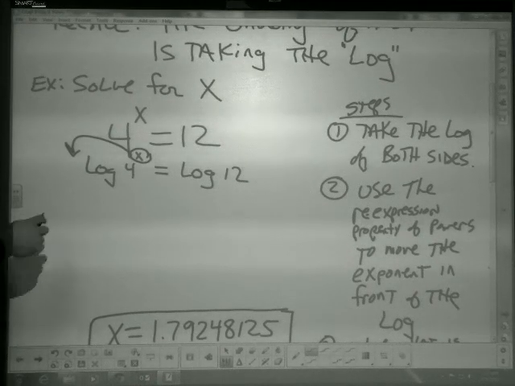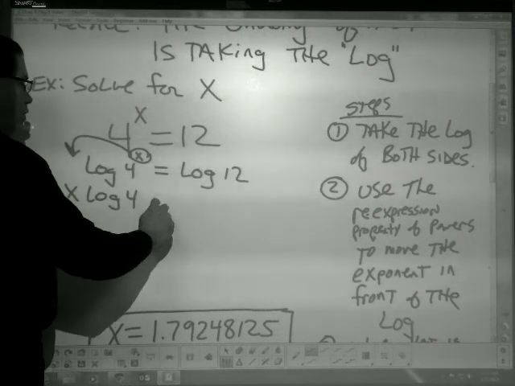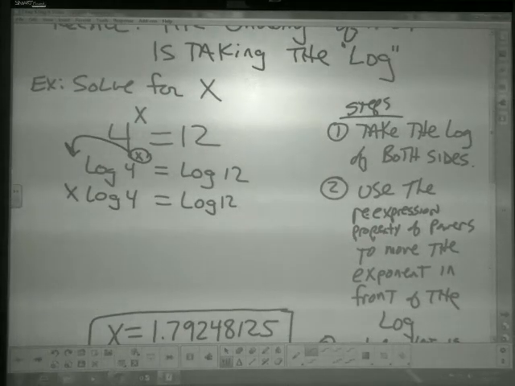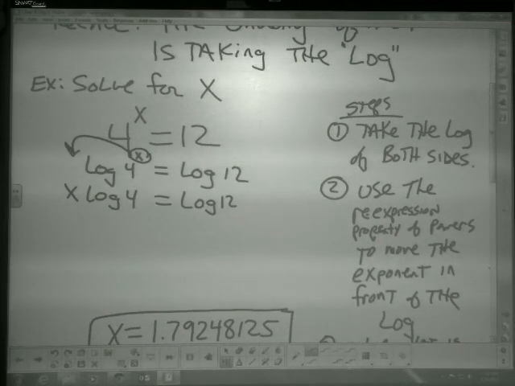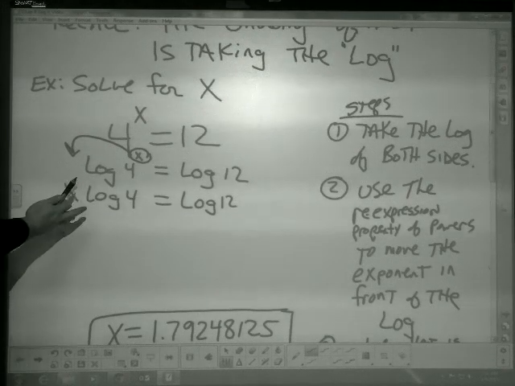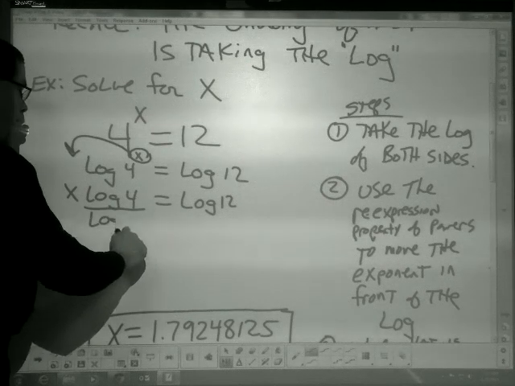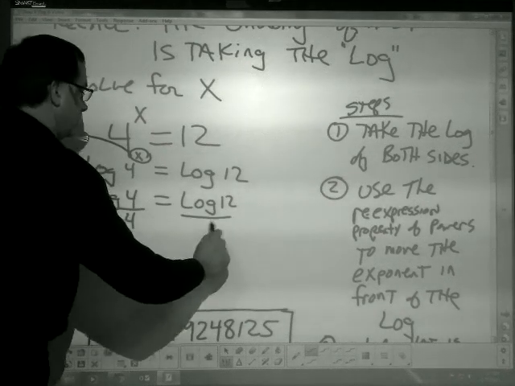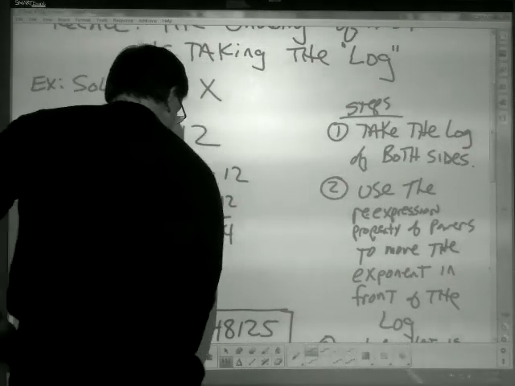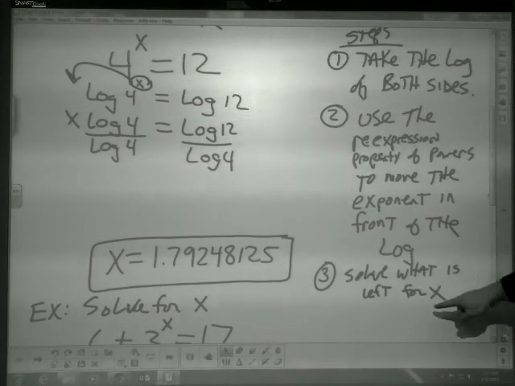If you remember day 3. So, x log 4 equals log 12. Now just divide out, or whatever opposite operations we need, to get x by itself. So I'm going to divide out by log 4. So step 3, solve what is left for x.